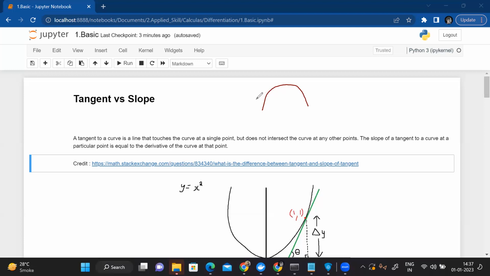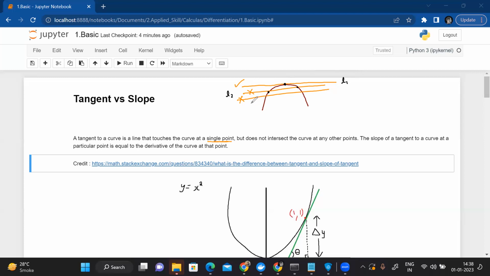And here in this curve, I'm plotting multiple lines. Out of these three lines, this is not an example of tangent, this is not an example of tangent, and this will be the example of tangent. Basically, a tangent to a curve is a line that touches the curve at a single point. For example, this line L1 is touching this curve at this point. But if you see line 2, this is cutting this curve at two different points. So this is not an example of tangent.